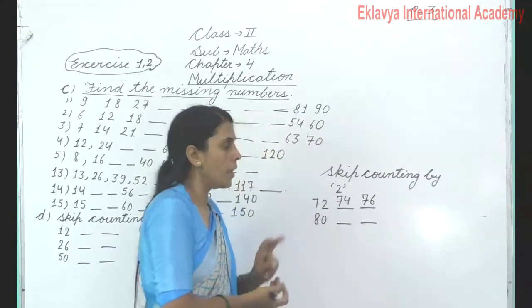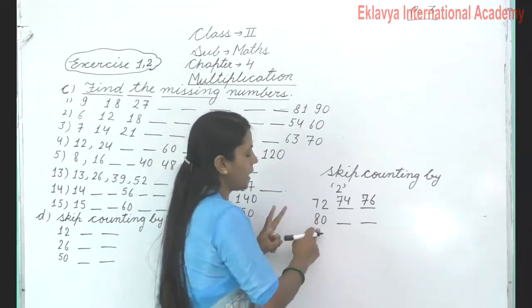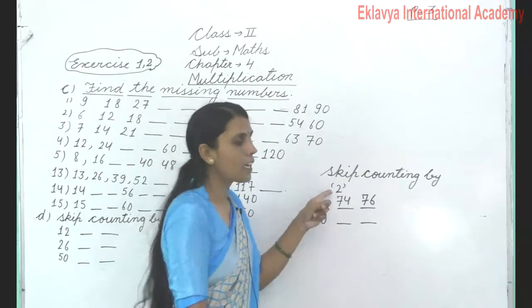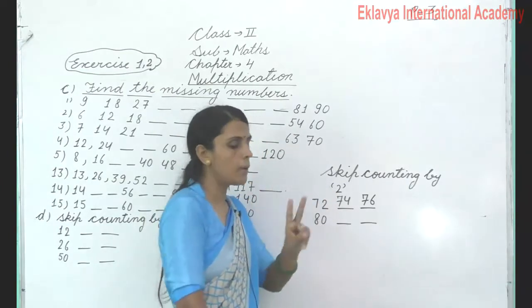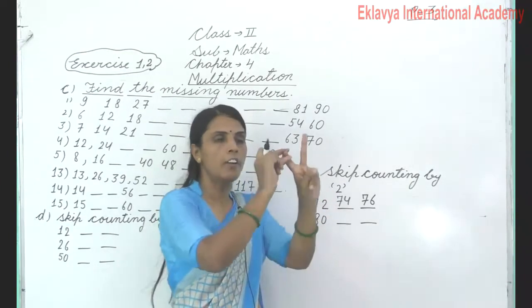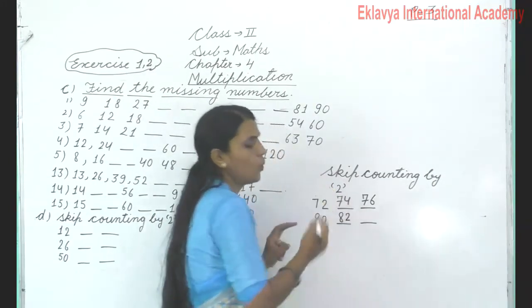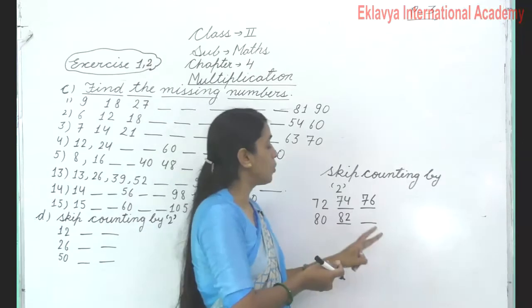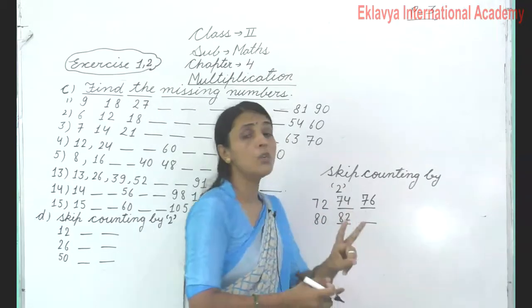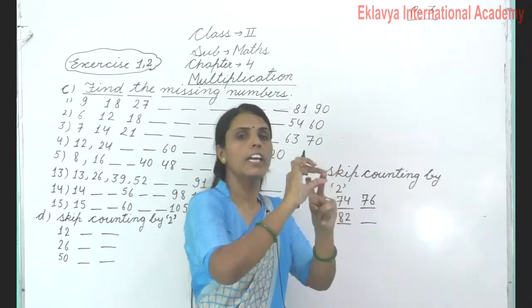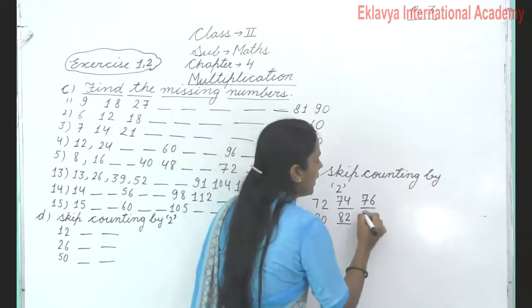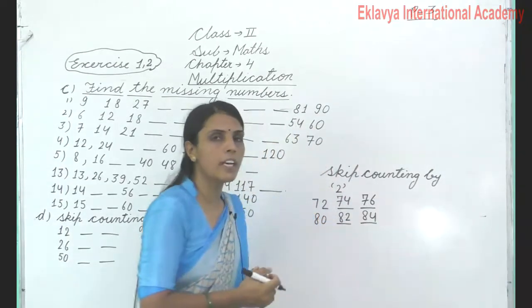Got it, students? The next one is this type: 80. You have the number 80. Skip counting by 2. We will jump 2 numbers. After 80 comes 81, 82. We will write 82 here. Again we will jump 2 numbers. Listen. After 82 comes 83, 84. We will put 84 here. Got it? Skip counting by 2.